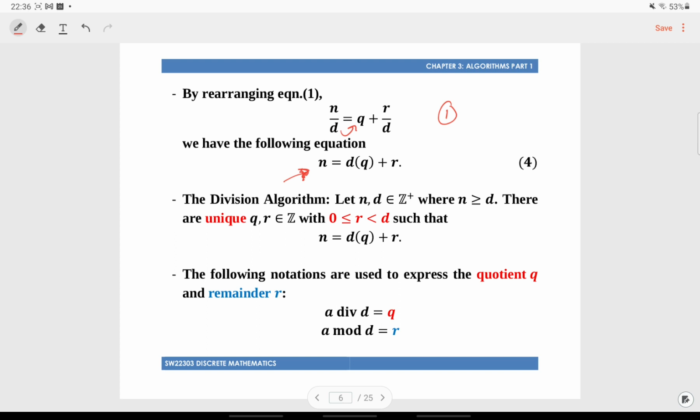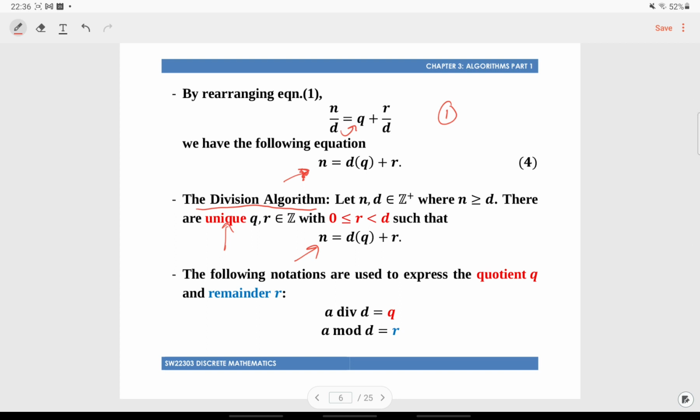Okay, so for every n and d, the value for the quotient and remainder are unique. So this is based on the division algorithm. The value for r lies between a range: it could be equal to 0, but if it is not equal to 0, then it must be greater than 0 but less than d, such that all these numbers satisfy this equation: n equals dq plus r.